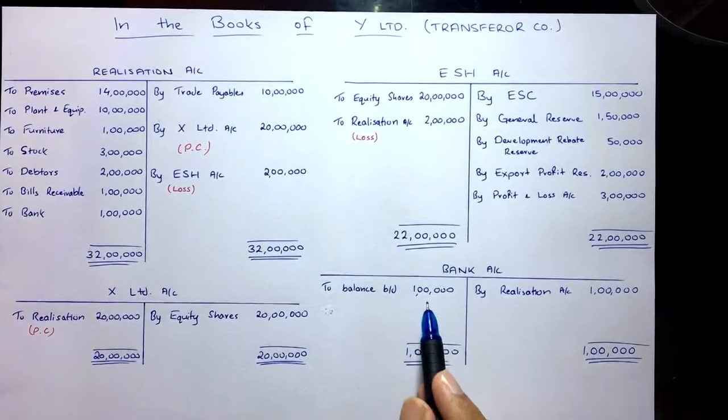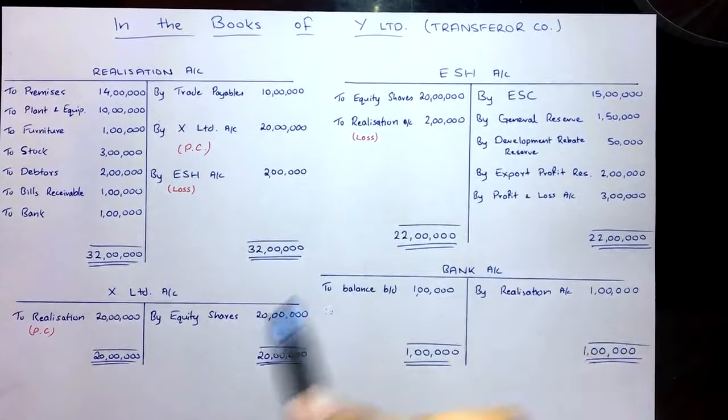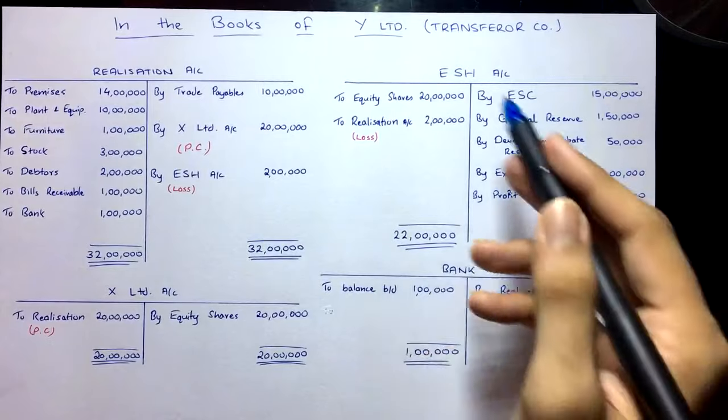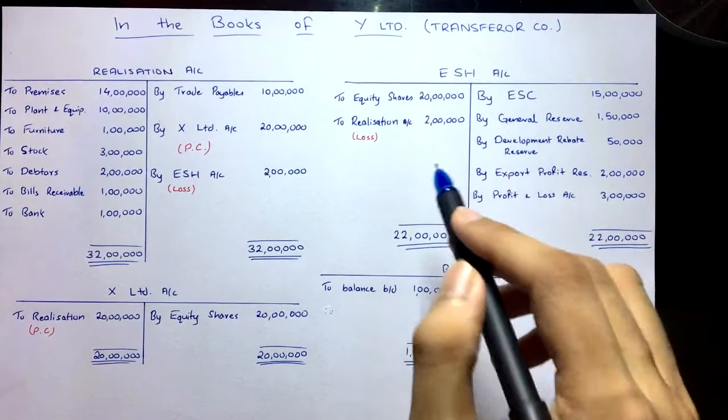And then you have to take the cross posting from all these accounts. But here cash is not there because cash is not paid in purchase consideration. And here also cash is not there because there is no balancing figure in this account.